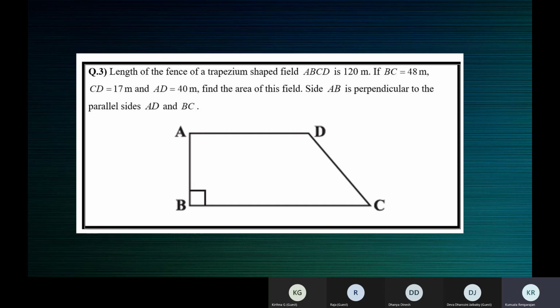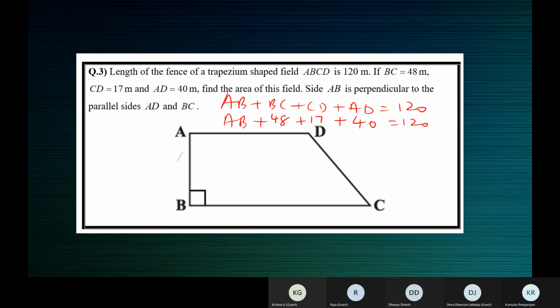Length of the fence of a trapezium shaped field. The length of the fence, that is the perimeter of a trapezium. Length of the fence of a trapezium shaped field ABCD is 120 meters. That means AB plus BC plus CD plus AD is equal to 120. If BC is 48, CD is 17, AD is 40. So using this, we can find AB, right, children? Correct? Yes or no, children? Am I audible, children? Yes, ma'am.